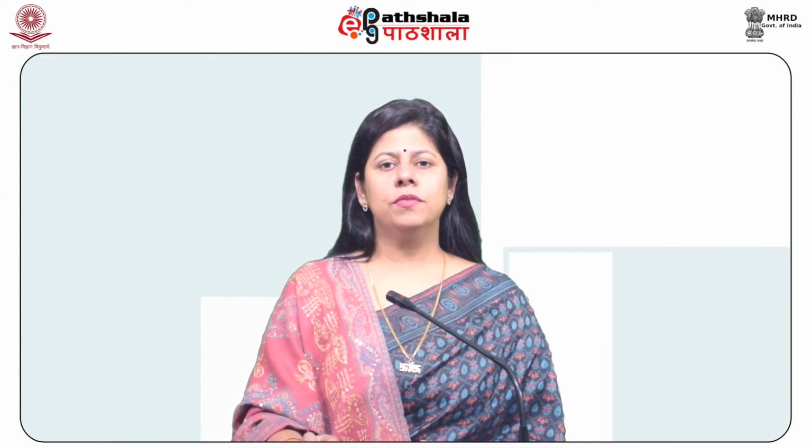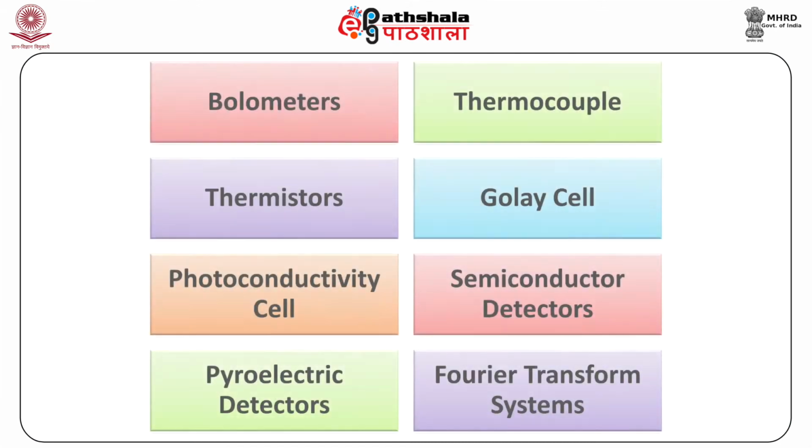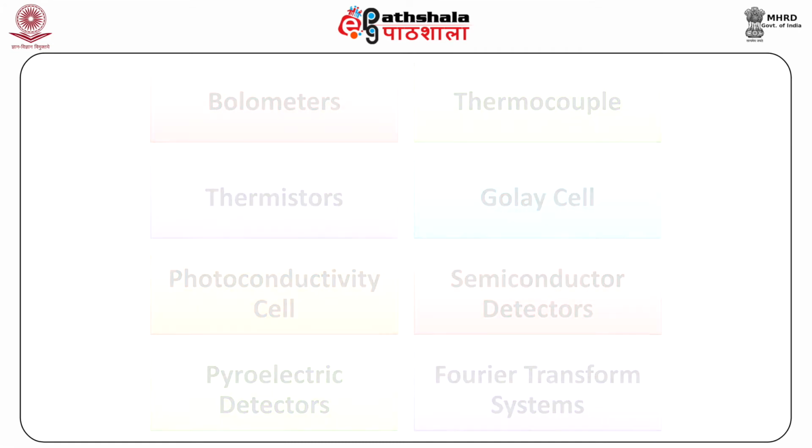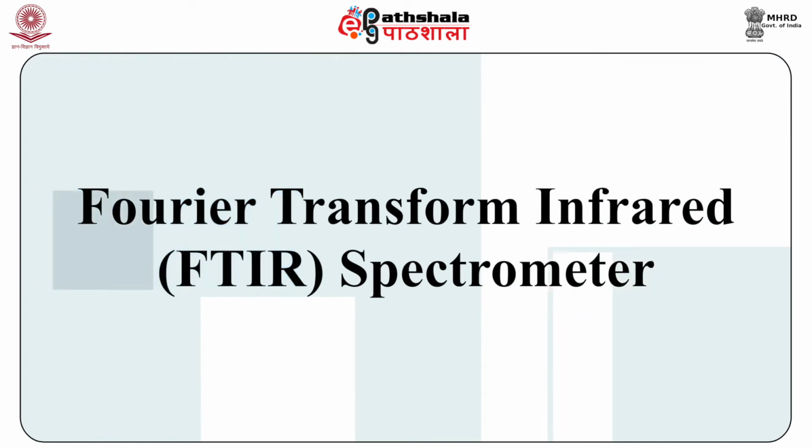The various types of detectors used in IR spectroscopy are bolometers, thermocouples, thermistors, Golay cell, photoconductivity cell, semiconductor detectors, and pyroelectric detectors. Fourier transform systems: Fourier transform infrared spectrometer, FTIR.